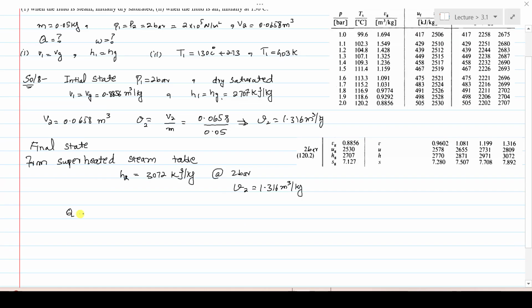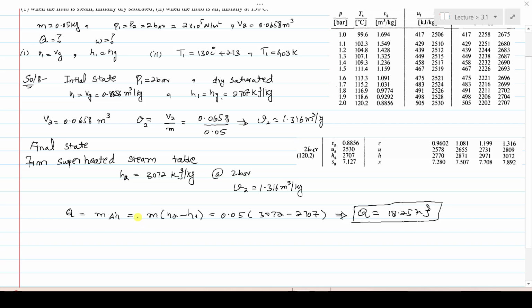Now the heat supplied is equal to m into change in enthalpy, and change in enthalpy is H2 minus H1. What is the H2 value? It is 3072. The mass of the steam is 0.05, into (3072 minus H1), where H1 is 2707. After solving this, you will get the heat supplied to the steam as 18.25 kilojoule.